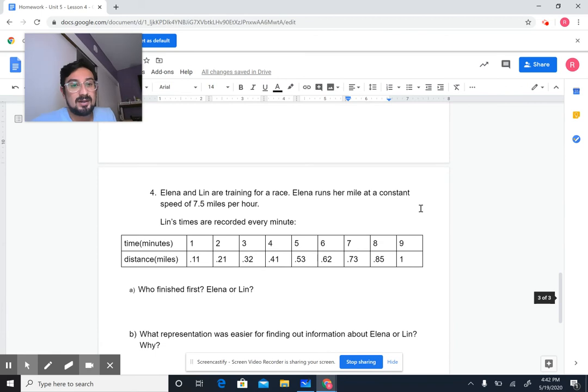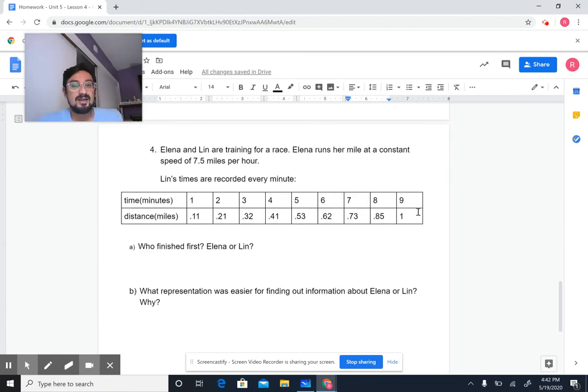So for the last problem, Elena and Lynn are training for a race. Elena runs her mile at a constant speed of 7.5 miles per hour. Lynn's time is recorded for every minute. So 1, 2, 3, 4, 5, 6, 7, 8, 9. So it takes her 9 minutes to run her mile.